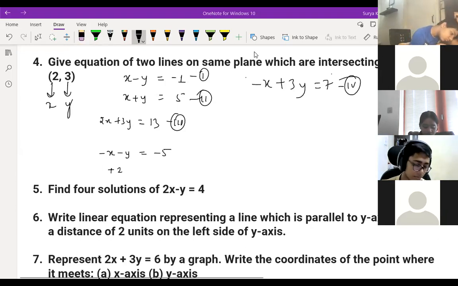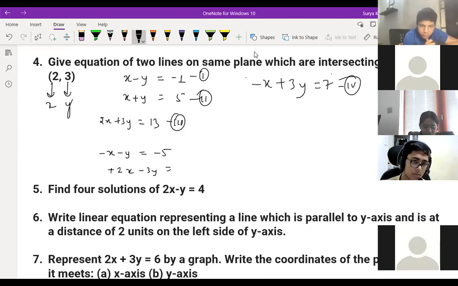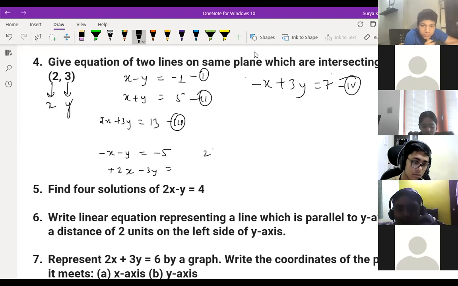Plus 2x minus 3y. Put the value of x here. 2 2s are 4. See, 2 into 2 is 4, minus 3 into 3. So 4 minus 9, you will get minus 5. That's it. Got it now?